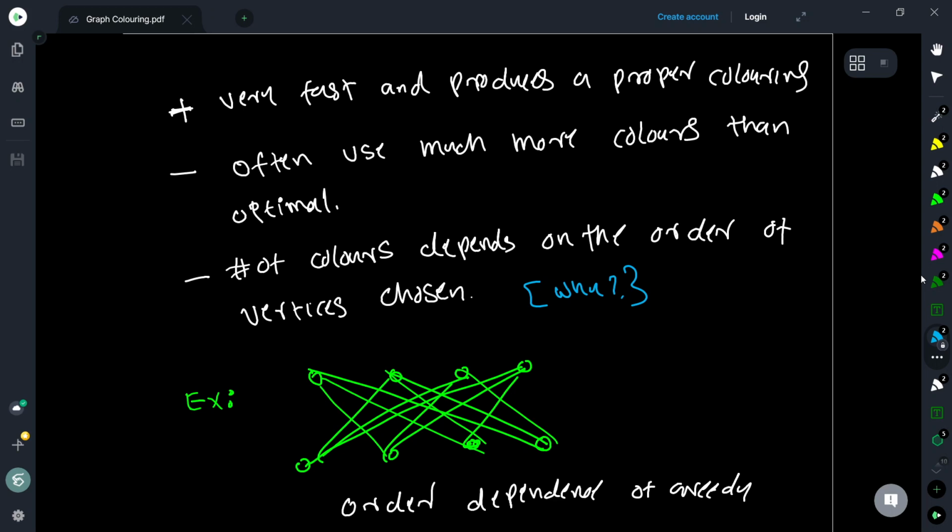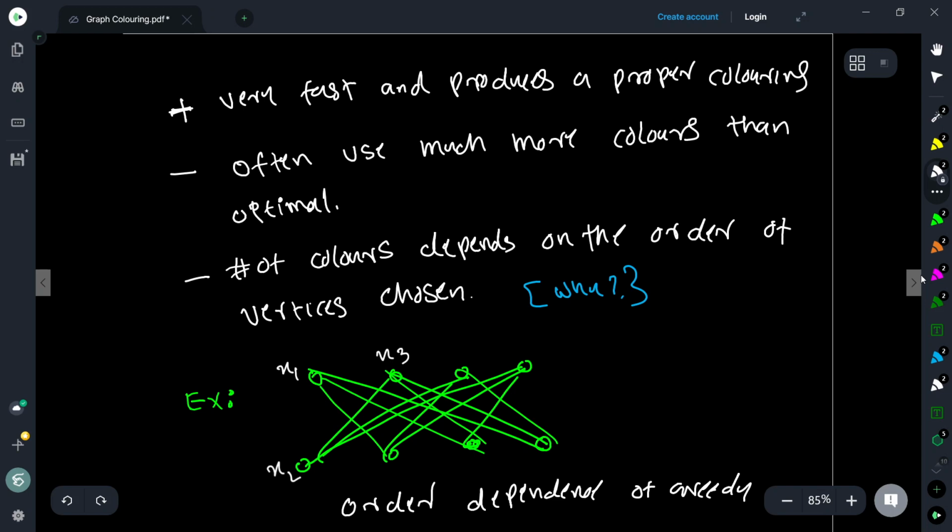But now, if I don't choose the order of the vertices in a proper manner, then I may end up using many more colors. So the greedy depends on the order of the vertices. Why is that? Let us look at this example and see. Suppose I am going to choose the vertices in the following order. I choose, let's say, x1, then x2, then x3, x4, x5, x6, x7, and x8. Okay. So I have chosen this order.